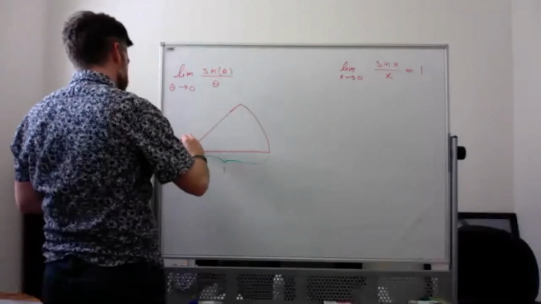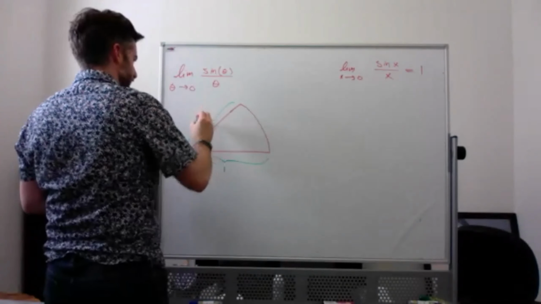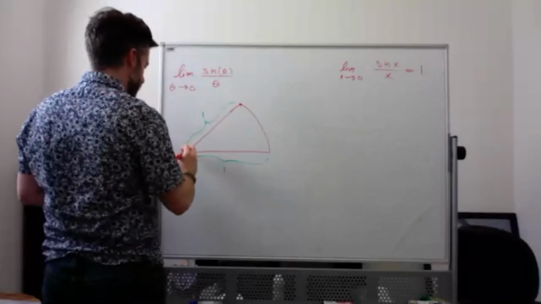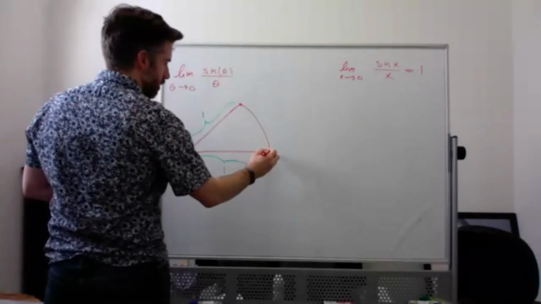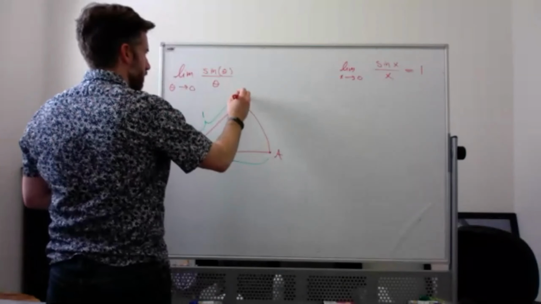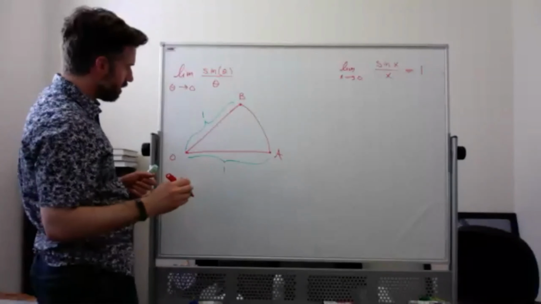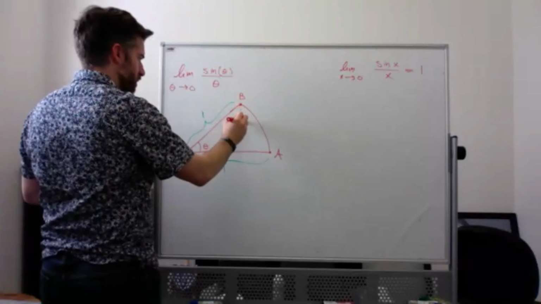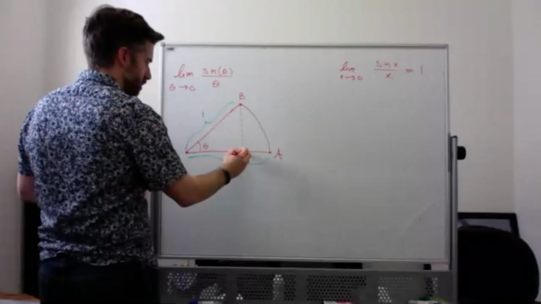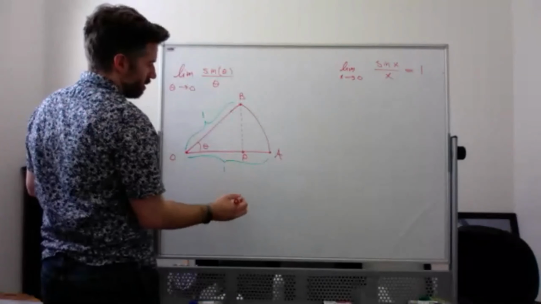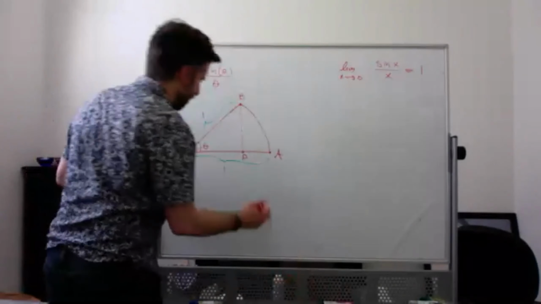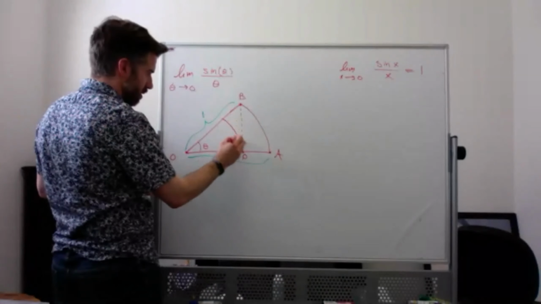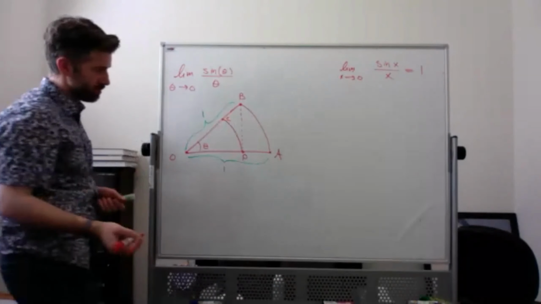That length is 1. That length is 1. And we label some points. I'm going to call this O, this A, this B. I'm going to call this angle theta. I'm going to drop a perpendicular here. Call this point P. Actually, I usually call it C. It doesn't really matter. And then actually, I'm going to draw another sector over here. I'm going to call that point C.